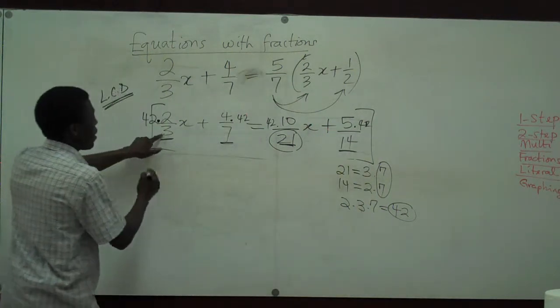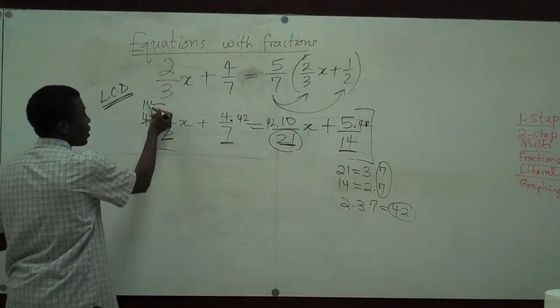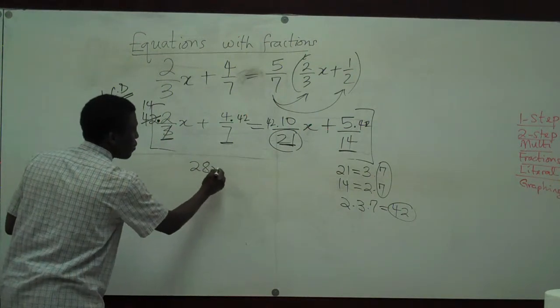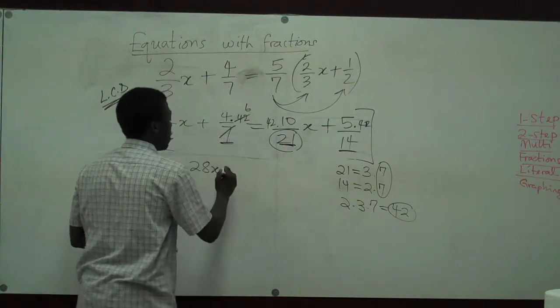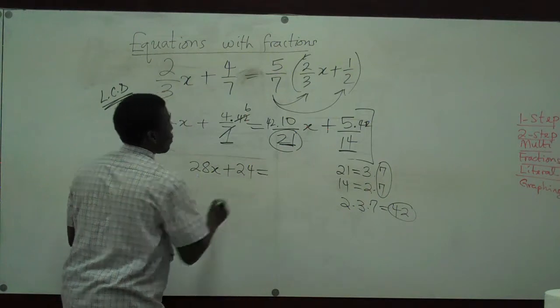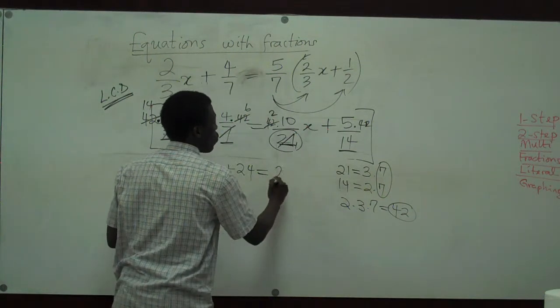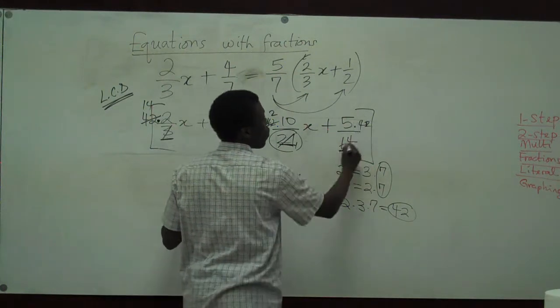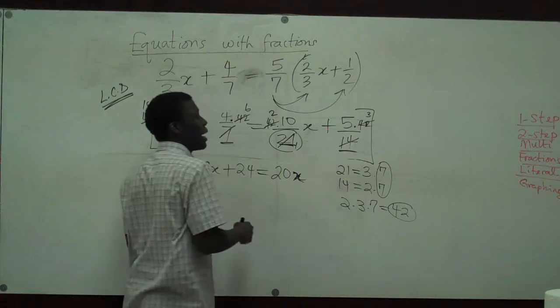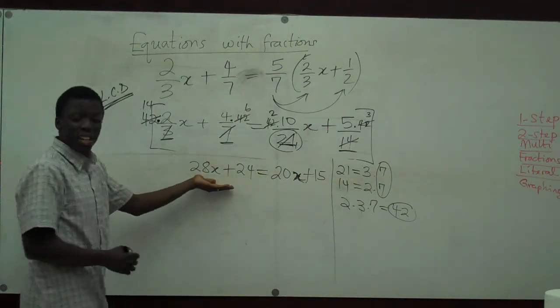So the first term here, 3 goes into 42 14 times. 14 times 2 leaves me with 28x. 7 goes into 42 6 times. So I have 24 left over there. 21 goes into 42 2 times. So I have 20x left. And then finally, 14 goes into 42 3 times. And I have 15 left. Okay? And so now I have a linear equation.